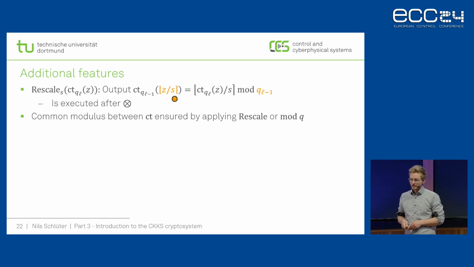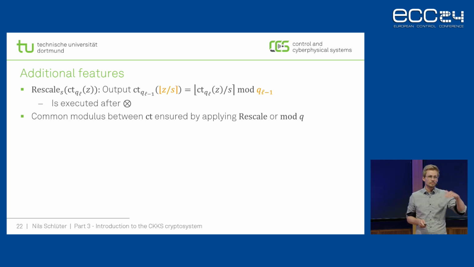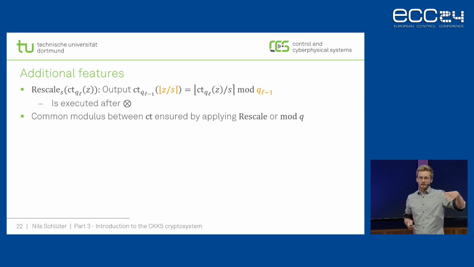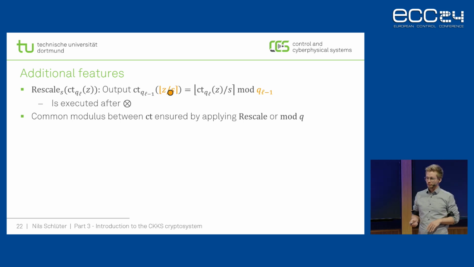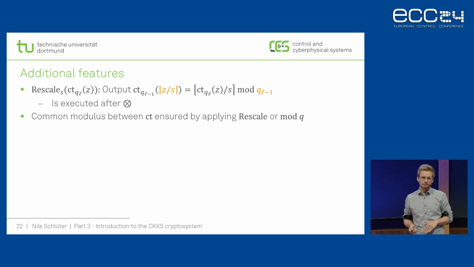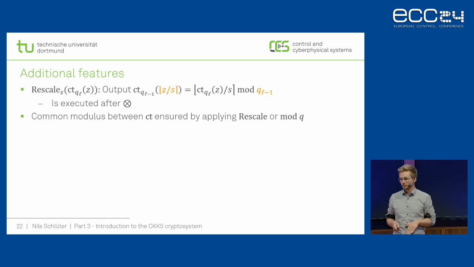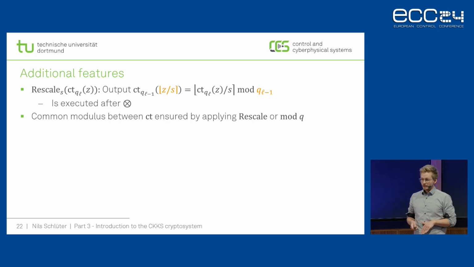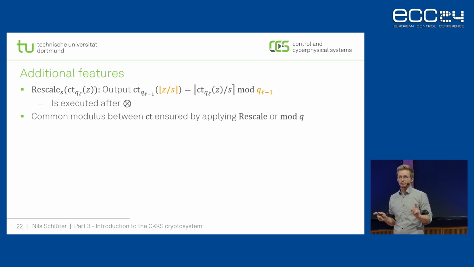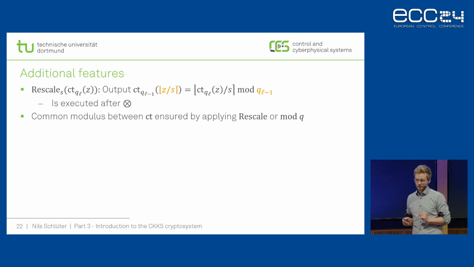Well, the reason is, if we do not rescale and let the scaling factor grow quadratically and to the fourth power and so on, then the modulus needed grows exponentially, as you can see. Whereas if we do the rescaling after every operation, the modulus is only reduced by a linear amount. So if we execute the rescaling after every multiplication, we get exponentially more multiplications that we can perform with our scheme. This comes at the cost that we have to have a common modulus between two ciphertexts in order to have a useful operation between them. And you can always apply the rescale operation or do a modulus reduction in order to achieve that.